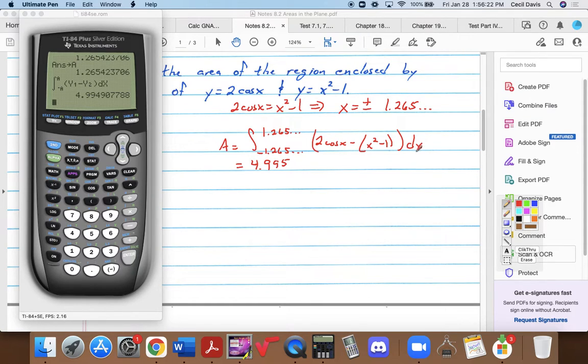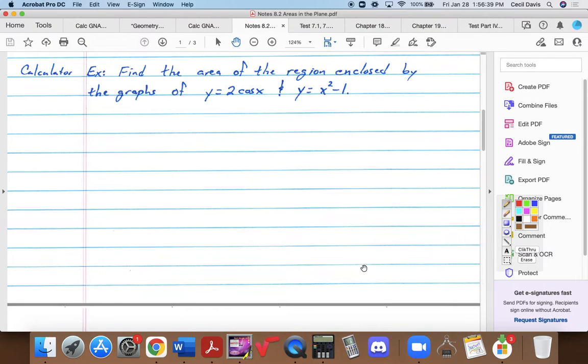Sometimes it will, sometimes it won't. It depends on how much these change over the interval. Since these are pretty small numbers, it's not a big deal. If these are really large numbers, it can be. Okay? All right, moving on.